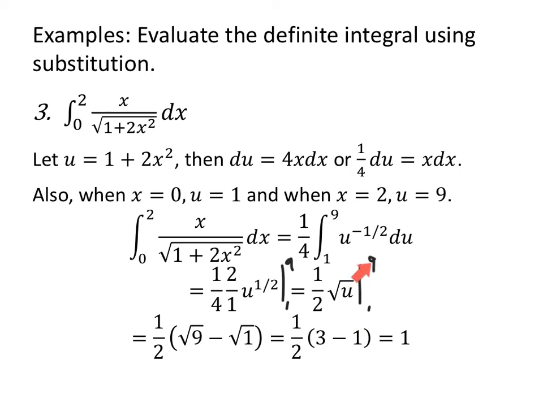I'm evaluating from 1 to 9. So that's 1/2 times the square root of 9 minus the square root of 1. The square root of 9 is 3, and the square root of 1 is 1. 3 minus 1 is 2. Half of 2 is 1. That is our definite integral, the area under this curve between these x values above the x-axis.